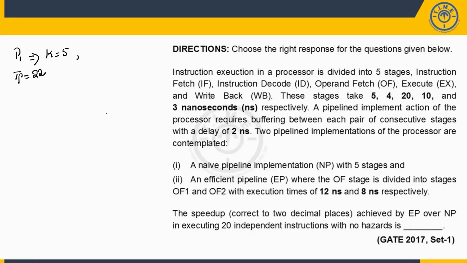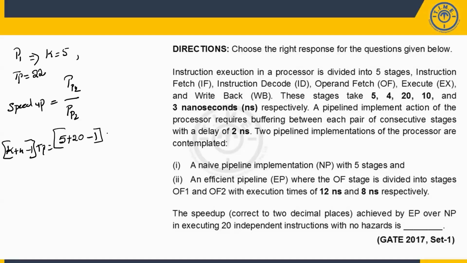Here simply speedup is equal to T pipeline 1 divided by T pipeline 2. Now we'll calculate (K plus N minus 1) into TP for pipeline 1. K is equal to 5, N is equal to 20, right? So that is 5 plus 20 minus 1, which is 24, into TP, which is 22. So 24 into 22 is 528.